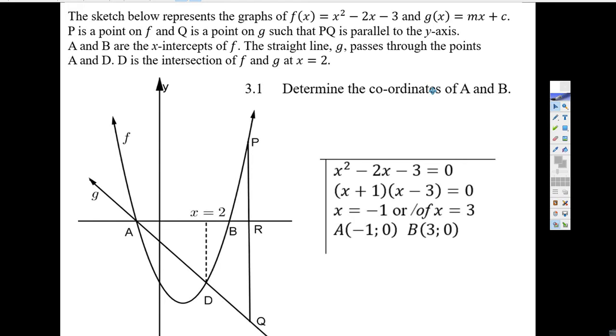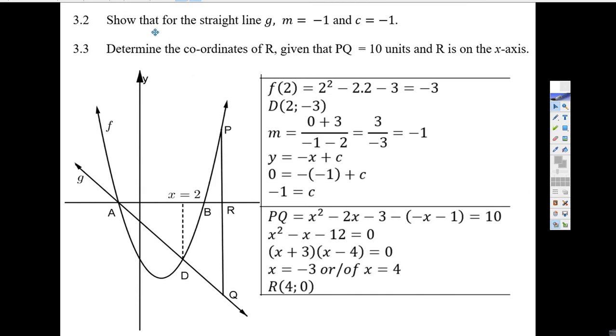Okay, first thing, determine the coordinates of A and B. You have to know that A and B are x-intercepts, and at an x-intercept, y equals 0. So you put 0 there, and then you factor this. Well, 1 times 3 is 3, plus 1 times minus 3 is minus 3, and plus 1x and minus 3x give you that minus 2x. Well, that gives us x is minus 1. Well, that looks like A is minus 1, and x equals 3. It looks like it's about 1 to the right of 3. So A is (minus 1, 0), B is (3, 0). And they ask for coordinates, so you don't just say the numbers. Well, there's the first part.